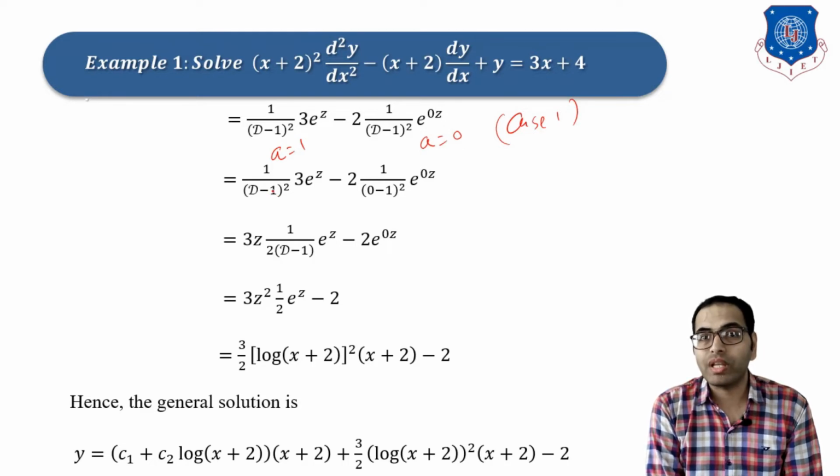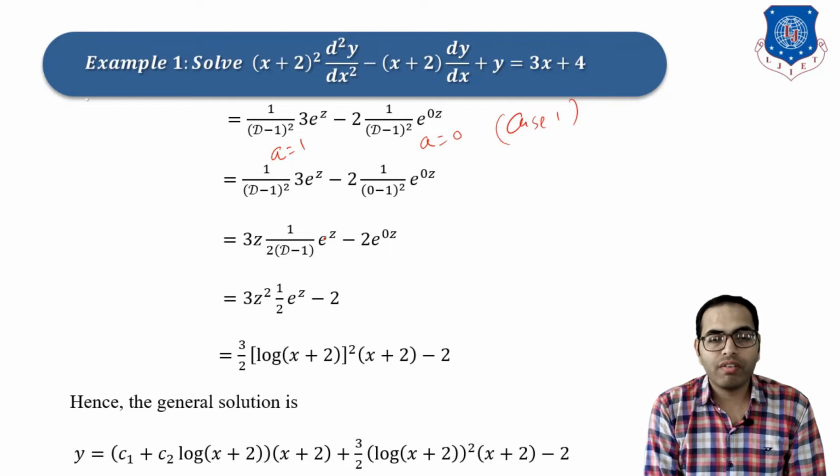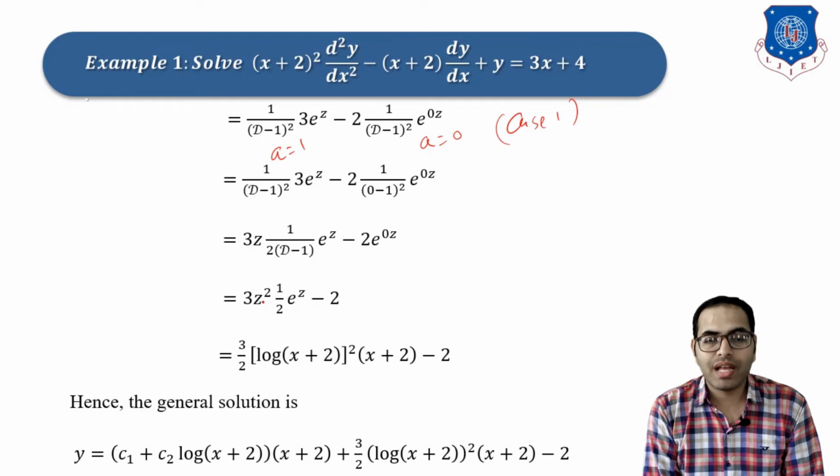If it becomes 0, then multiply with z and take the derivative of the denominator, that means 3z, where 3 is constant and comes out, and the derivative of (D-1)^2 is 2(D-1), times e^z. Now again we replace D by 1, again it becomes 0, so again multiply with z and take the derivative, that means 3z^2, the derivative of 2(D-1) is 2, so 2 into 1, e^z. Now the first term has the answer 3z^2 times 1/2 e^z.